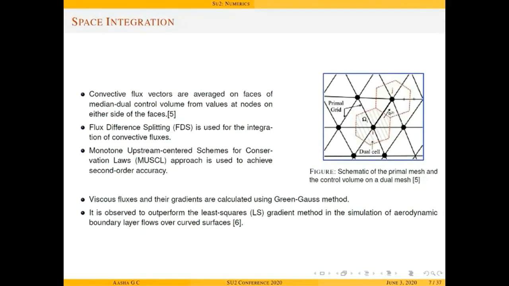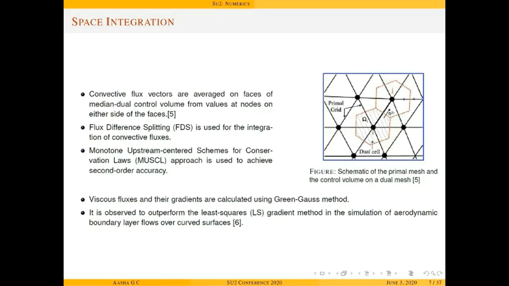Coming to the numerics part in SU2, the finite volume method is implemented by the SU2 solver for discretization of the governing equations. Median dual control volumes are constructed for the purpose of calculation of convective and viscous fluxes. As shown in the figure, such a volume is formed by connecting centroids, face, and edge midpoints of all the cells sharing a particular node in the primal mesh.